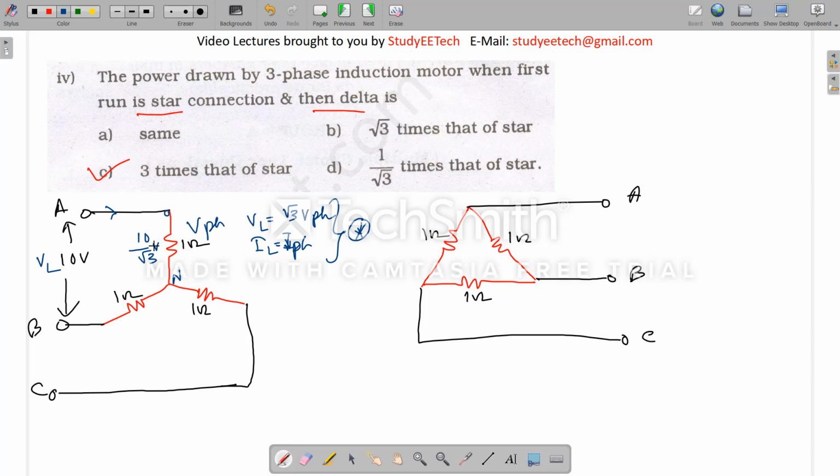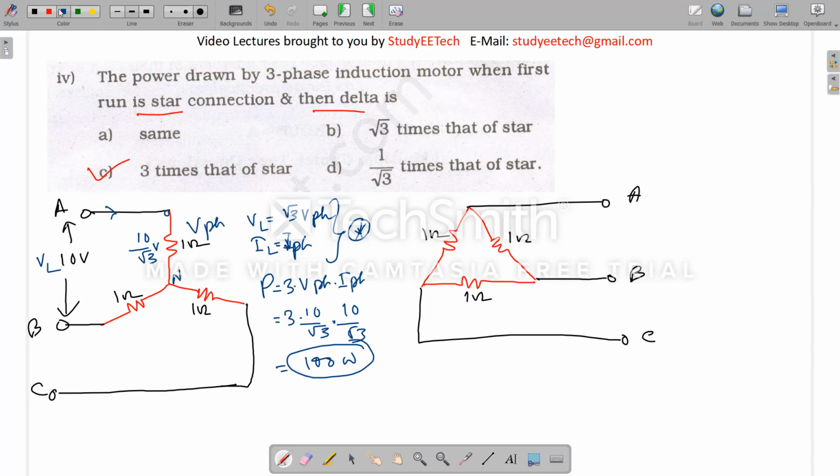So what will be the power for this phase? Power will be P equals V phase into I phase, and for three phases, 3 into this. So 3 into 10 by root 3 into current. Look, 1 ohm resistance, so voltage and current are the same, 10 by root 3. So this will be 100 watt. Remember this one. The same way we will calculate for delta.